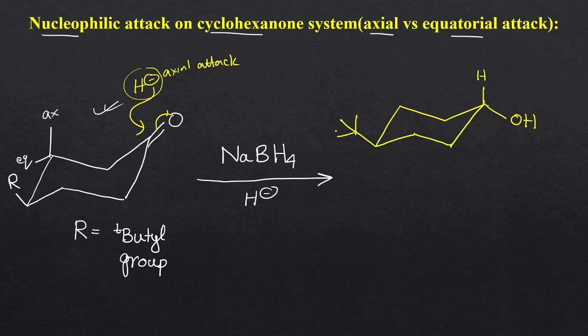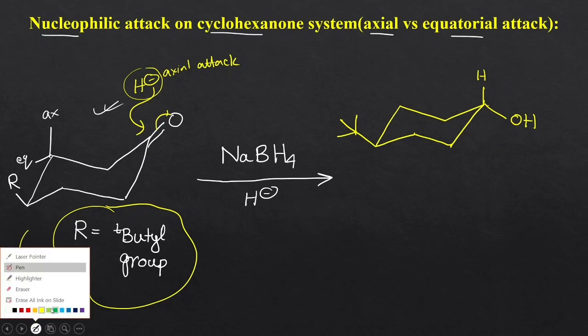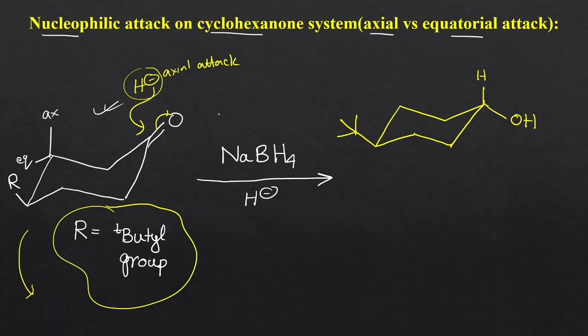Now the ring flipping is not happening because of the presence of the tertiary butyl group, which locks this conformation, because tertiary butyl group cannot be in the axial position. If the ring flipping takes place, then that will be in the axial position, which is not a stable condition at all. So this is one possibility, and there will be another possibility, and that is H minus attack from this side, that means the equatorial attack of the nucleophile.